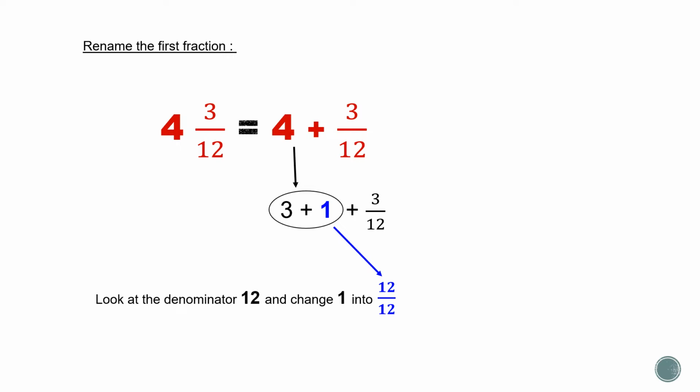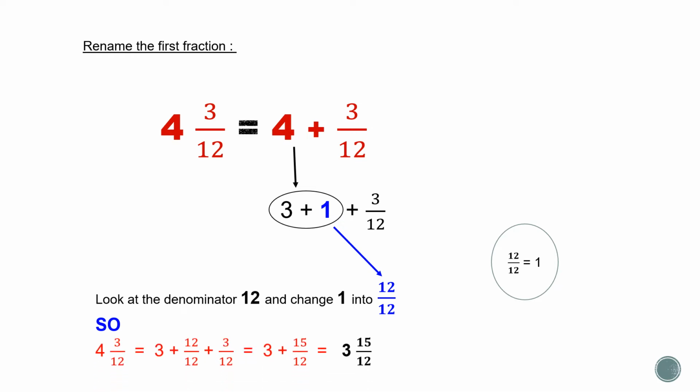Why? Because when dividing a number by itself, the answer is 1, or the quotient is 1. Like when dividing 12 over 12, the answer is 1. Now, let's substitute 1 by 12 over 12. So we get 3 plus 12 over 12, which was 1 in blue, plus 3 over 12.